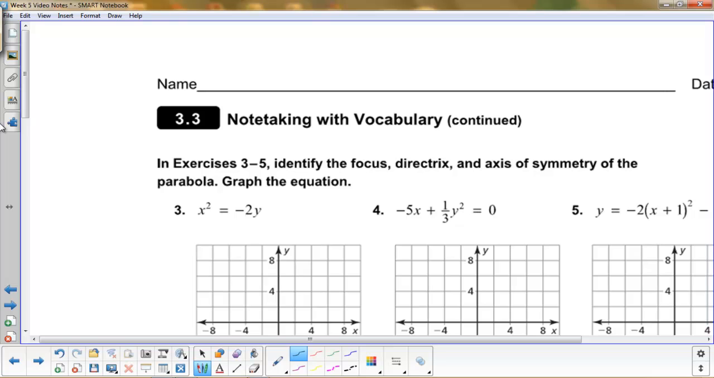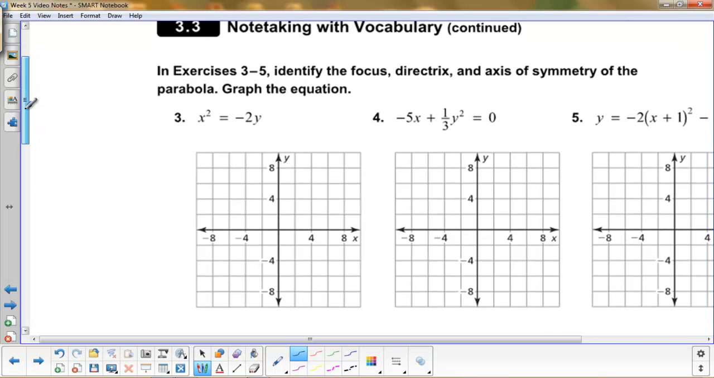All right, we're going to take a look at one more before I finish up here, and that is going to be question number 3. It says to identify the focus, directrix, and axis of symmetry of the parabola and then to graph it. These are the critical values that you're going to need in order to graph this thing. And I'm going to add one more in because we need this one in order to graph it accurately. And I want you to identify the reference points as well.